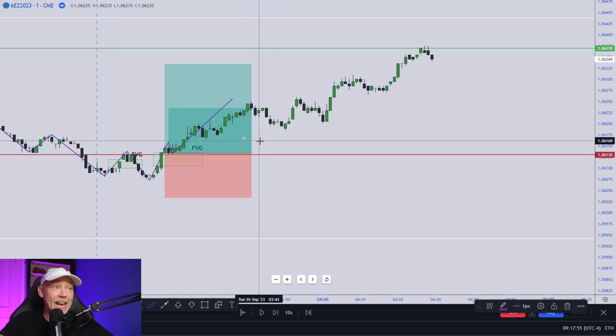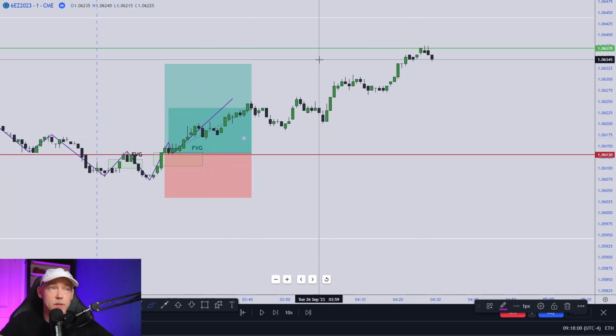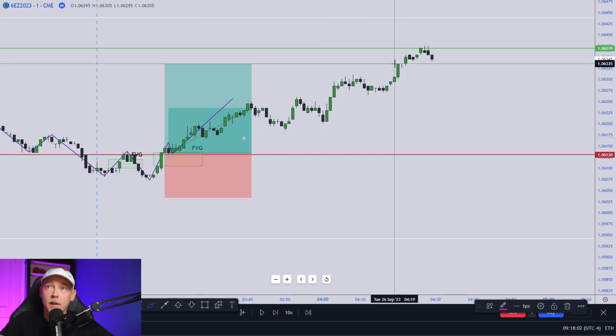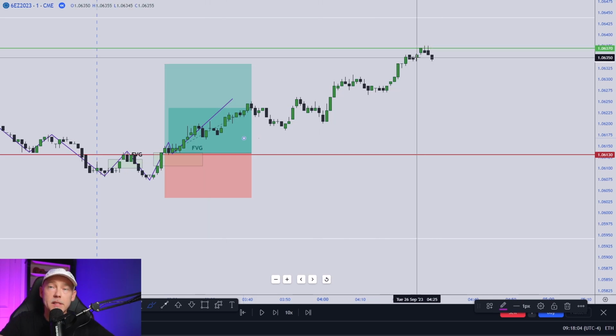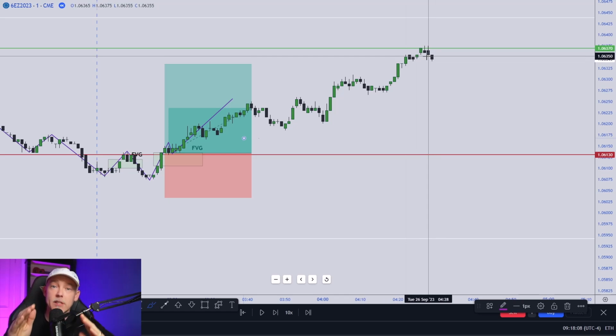Okay, I wasn't even aiming for the buy side. I just want to get 20 pips. So I was out at this point here. But the buy side liquidity above, that's the end target of this trade. So that, my friends, is the silver bullet trade in a nutshell.